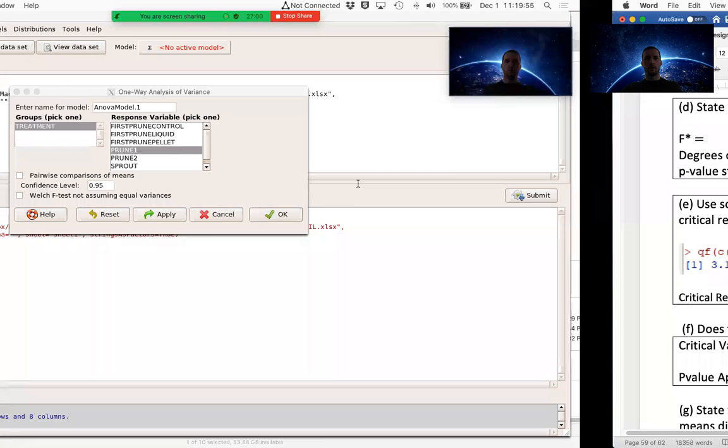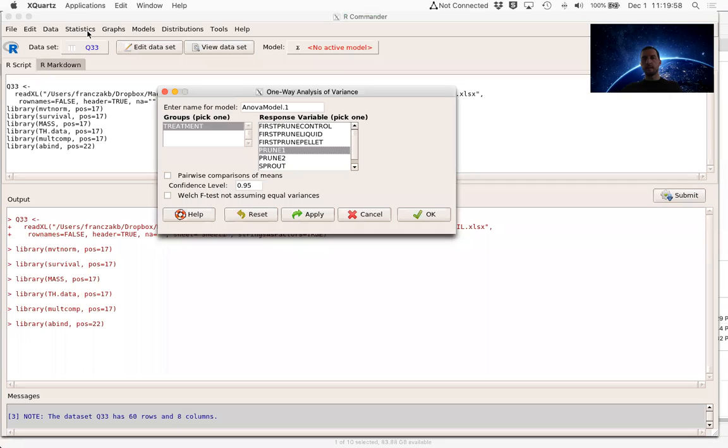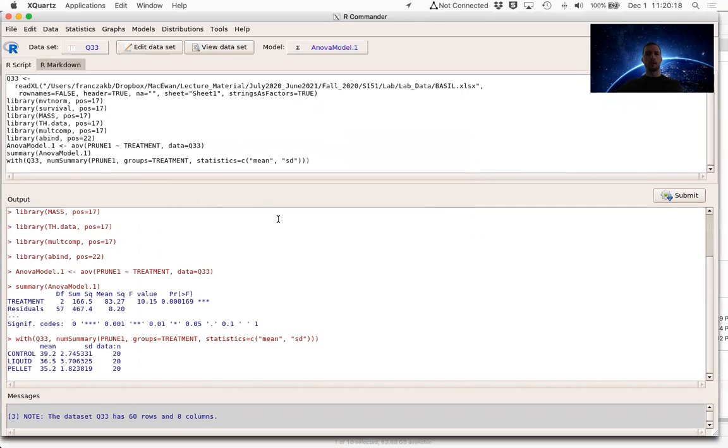Okay, so we're gonna have, again, statistics, means, one-way ANOVA. Groups is the label that separates our response variable. So that's treatment for us. And then our response variable in this case is time to first pruning, which is prune 1. And then our confidence level will be 0.95 because we're using a 5% significance level. So we click OK. And then here is the output below.